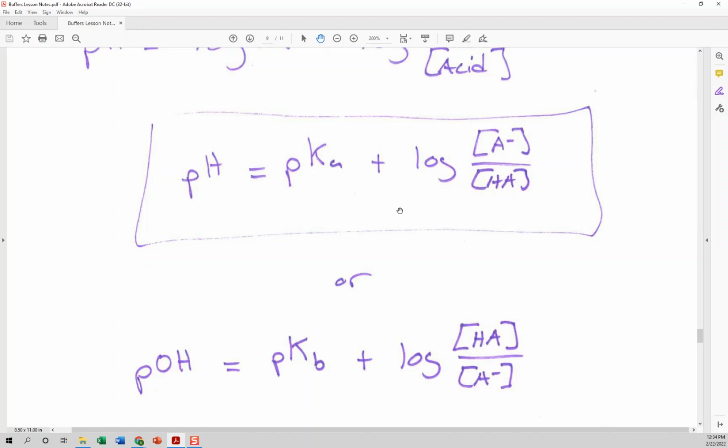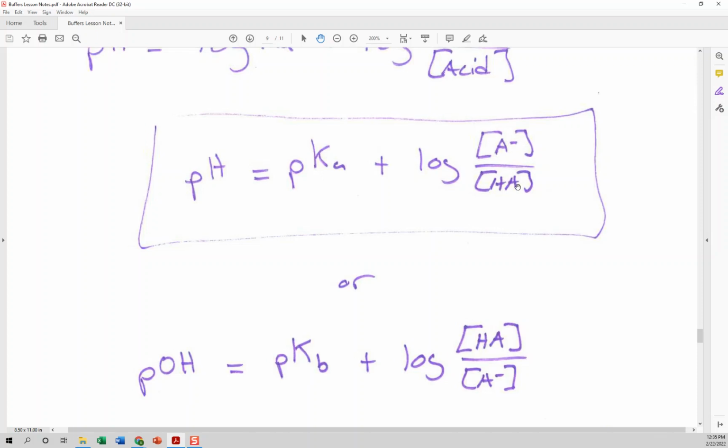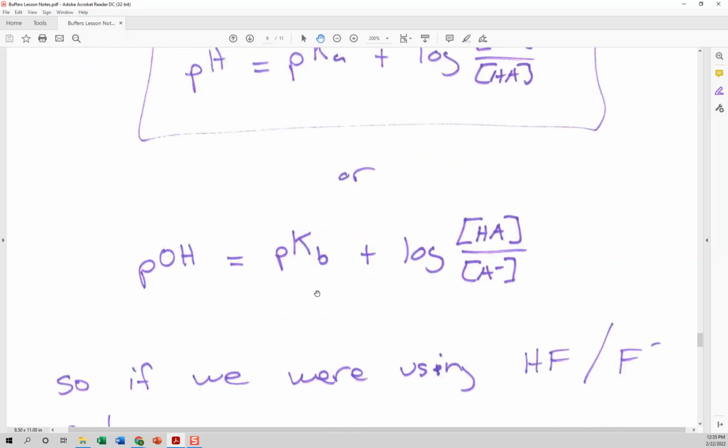So let's say we were doing the ammonia-ammonium buffer system. It would be the negative log of the Ka of ammonium, right? That's what we would plug in here. And we would put ammonia's concentration on top and NH4 plus's concentration on the bottom, okay?